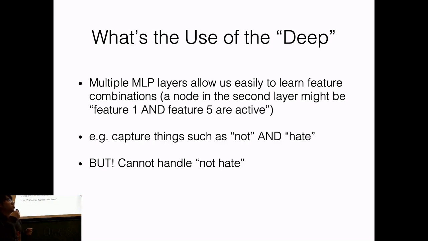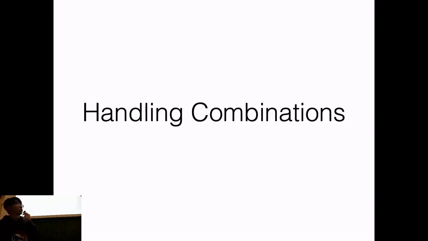So let's see what's the use of the deep model. The deep model usually could help us to capture some hierarchical structure, such as if we use the deep CBOW, we could capture some patterns such as "not" and "hate". But this model cannot deal with the pattern "not hate". So one question is how to deal with this problem.